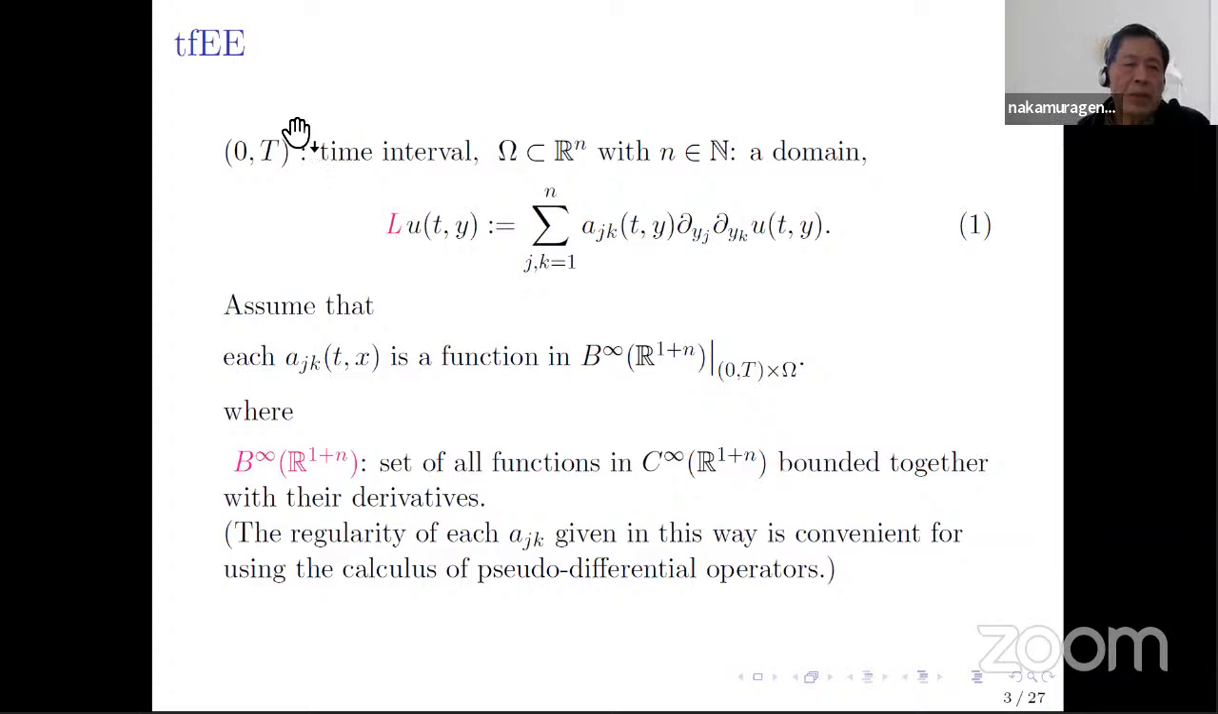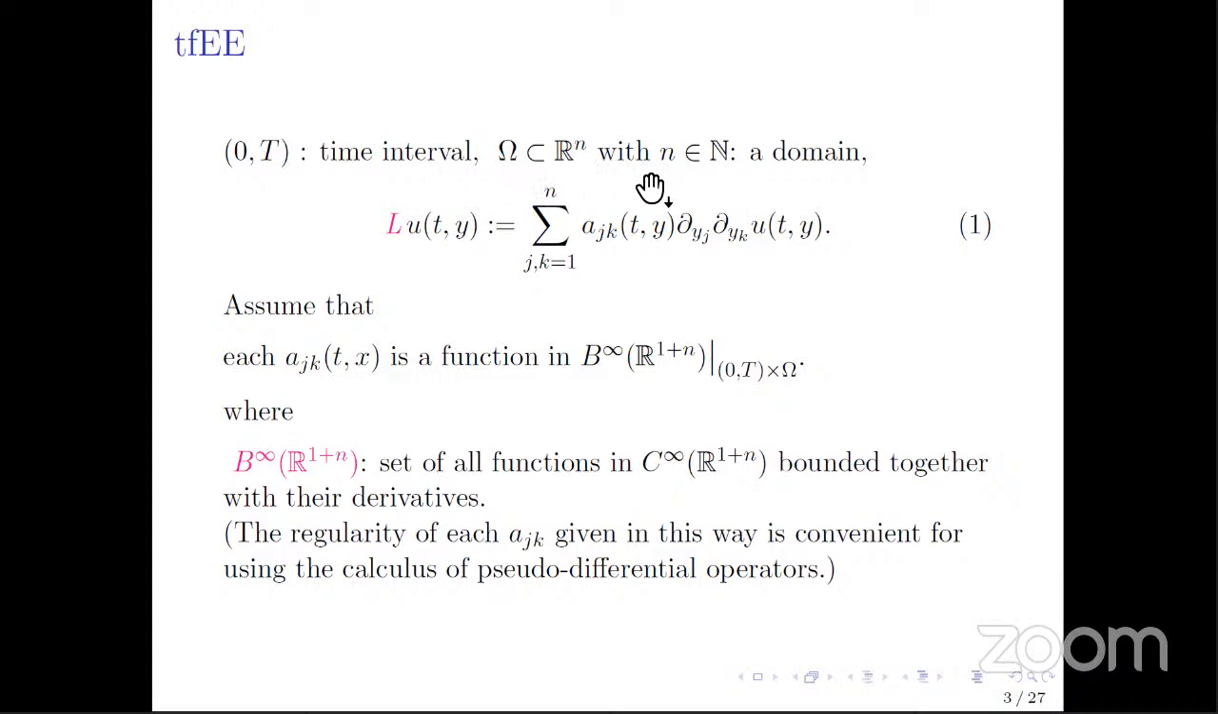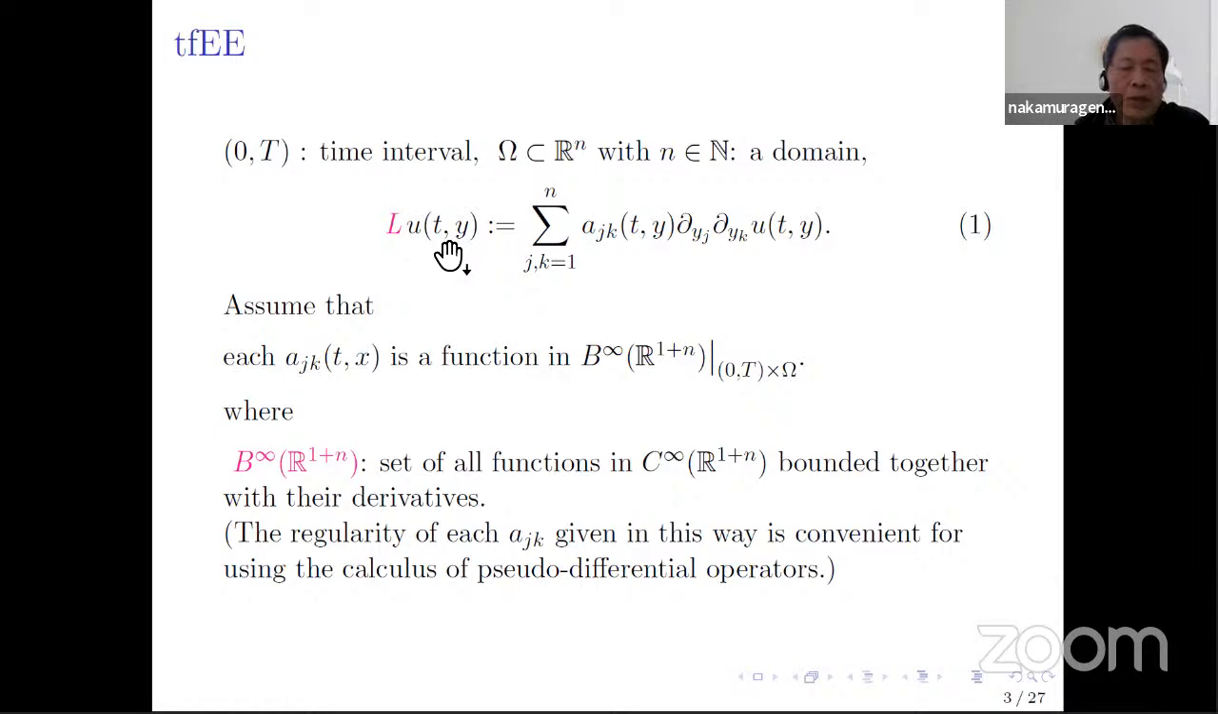So let me start introducing the TFEE. The interval (0,T) is a time interval, and Omega is a domain in R^n. I'm going to consider this operator applied to u, where the coefficient a_jk is a function in this function space. And then I think you will wonder, what is this? This B^infinity(R^(1+n)) is the set of all functions in C^infinity(R^(1+n)) bounded together with their derivatives. Why I'm going to use this kind of function space is because it is very convenient for using the calculus of pseudo differential operators.